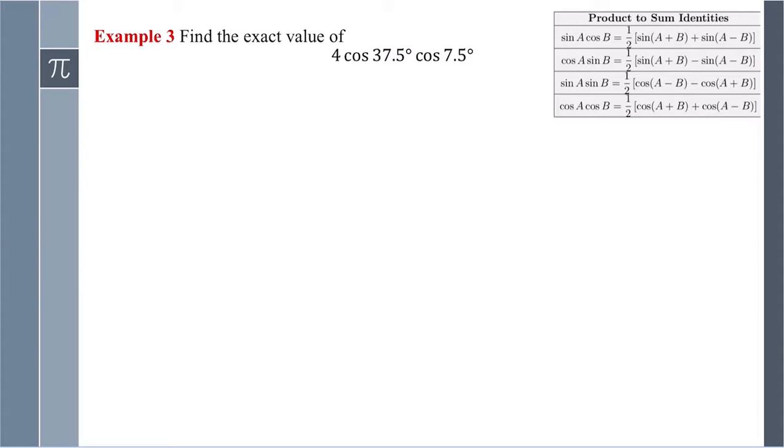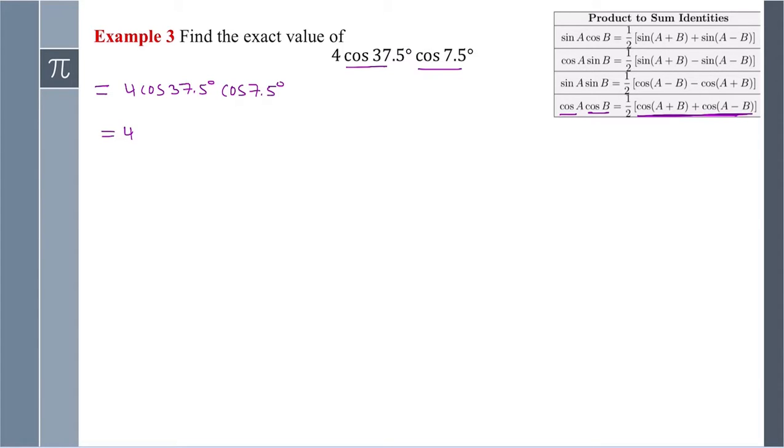So let's go ahead and find the exact value for this given expression. We have 4 cosine 37.5 degrees times cosine 7.5 degrees. So we have cosine times cosine, so we can rewrite this as a sum. We have cosine times cosine, which is 1/2. So we'll write this in this form. We already have that 4, so 4 is 4.